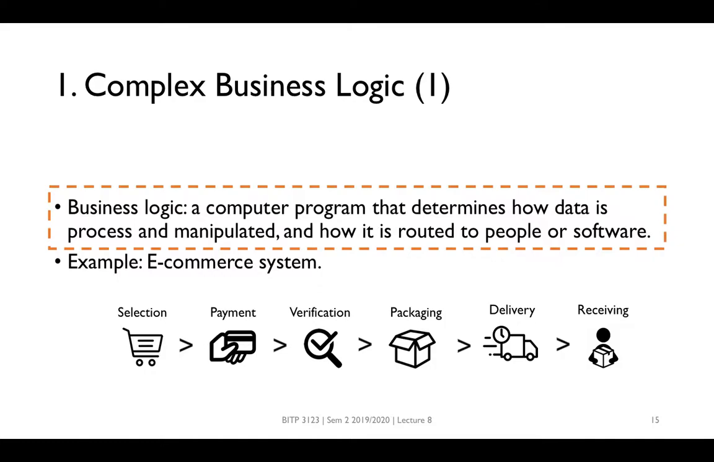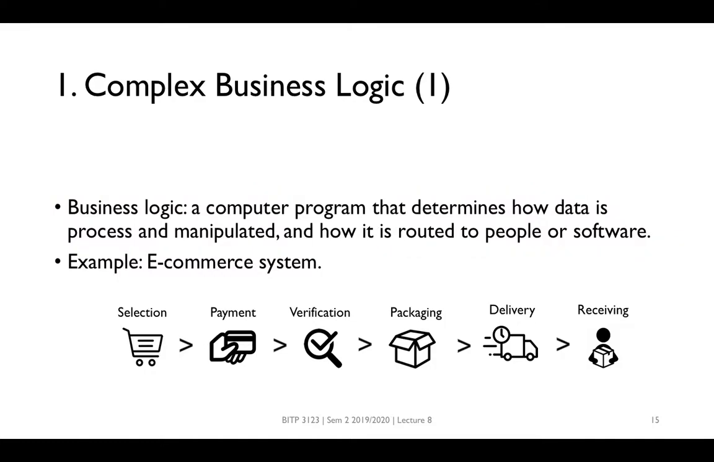For example, here we have e-commerce system, to further clarify the definition of the business logic that we have seen just now. Here we have a typical sequence of events for e-commerce system. In this sequence, data is created at selection and payment. Information about the payment is manipulated in verification. In this phase, user finance information is verified and transaction will take place on valid verification.